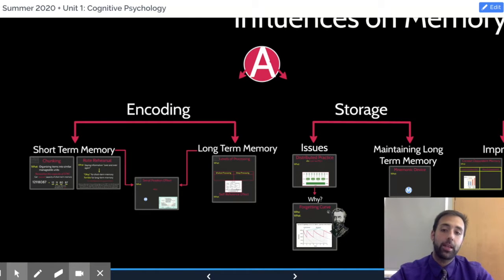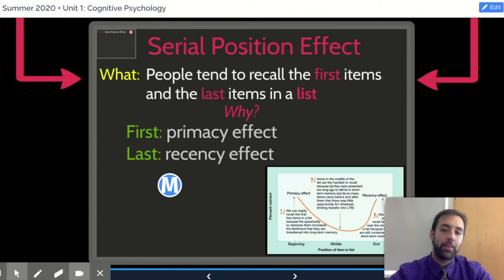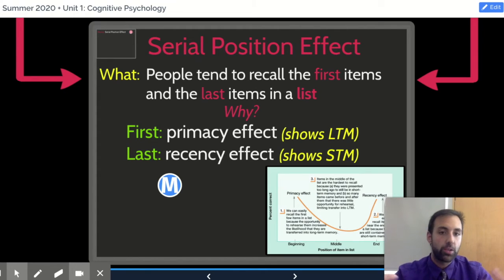Proceeding onward under the encoding box, we are going to continue to this location here labeled serial position effect. It's kind of a bridging topic between short-term memory and long-term memory. As we were able to demonstrate, individuals tend to recall items, words, numbers, etc., in a list at the very beginning and at the very end. So if I gave you a list of 20 things, chances are you remember probably the first 5, the bottom 5, and maybe a couple in between.